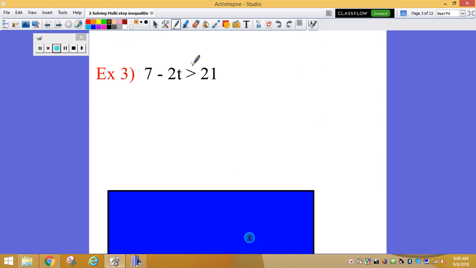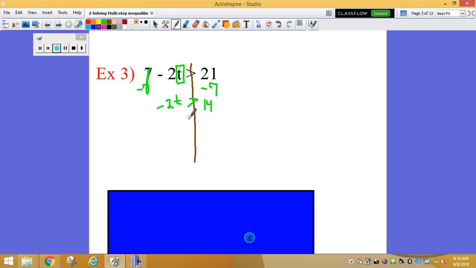Okay, example 3. Let's just break this down and go a little bit slower. I want this T by itself. So you think I either need to move the 2 or the 7. Well, the 2 is attached, so I want to move the 7. It's a positive. The opposite of a positive is a negative. So I'm going to subtract 7 on both sides. So I'm going to bring down negative 2t. I'm going to bring down my inequality. And 21 minus 7 is 14.